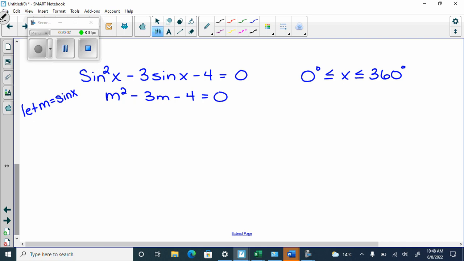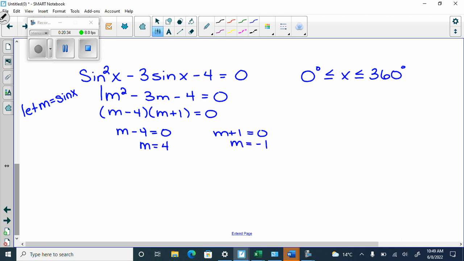Now what do we do? We factor it. What multiplies to give me -4 and adds to give me -3? -4 and 1. I have a 1 in front, so I don't need to do decomp. So I get m minus 4, m plus 1. And what did we do in grade 11 when we got to this point? Set each equal to 0. So we get m minus 4 equals 0, m plus 1 equals 0, m equals 4, m equals -1. And then people box it and move on because we're so used to grade 11.